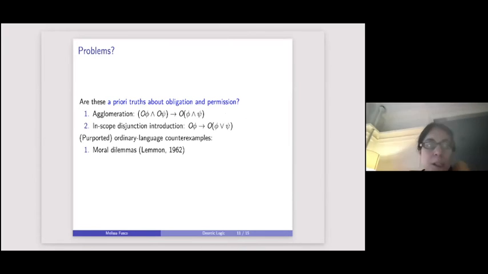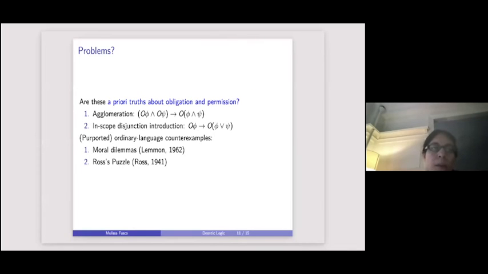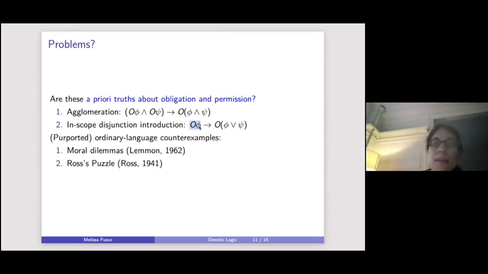For agglomeration, it's been proposed that the general class of moral dilemmas are counterexamples, cases where the antecedent of that big conditional holds but the consequent doesn't. That's an idea that goes back at least as far as Lemmon in the 60s. And for in-scope disjunction introduction, it seems like there can be instances where ought phi strikes us as true, but ought phi or psi strikes us as false. This is known in the literature as Ross's puzzle, from an article by Ross in the 40s called Imperatives and Logic.